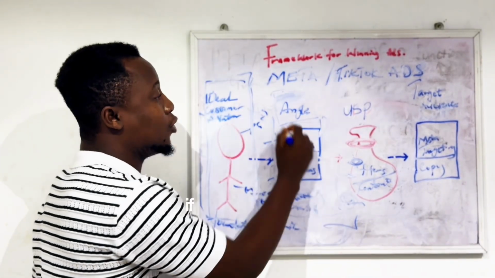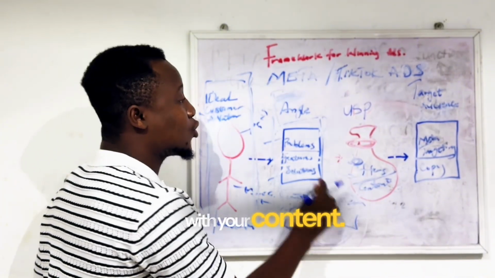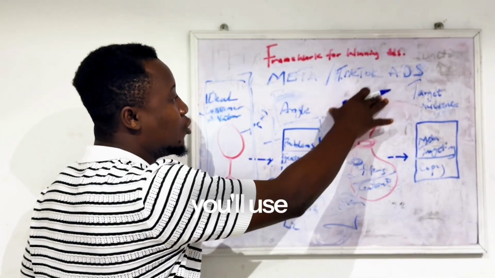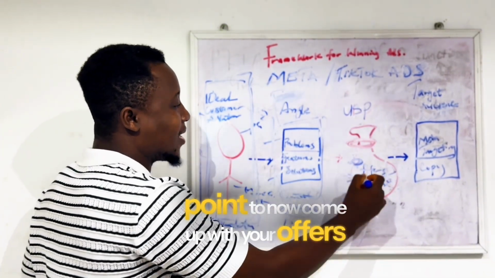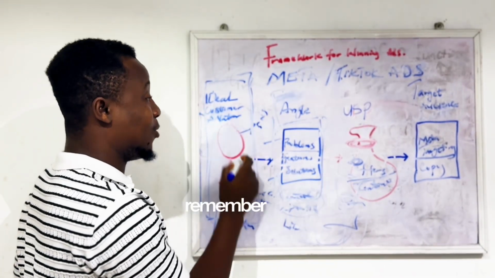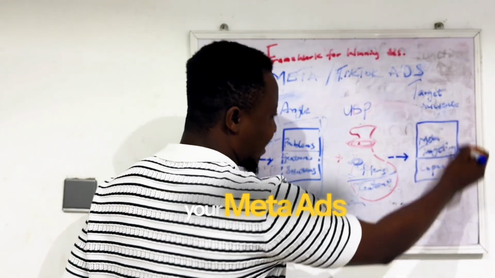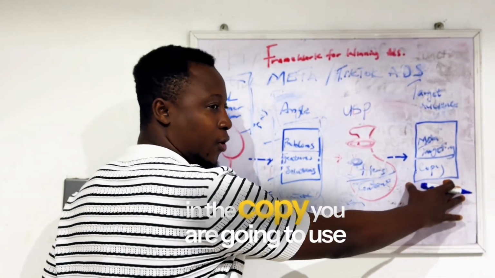So you see that if you don't understand this, you will not know the angle you come from with your offer and with your content. So understanding this, you use your unique selling point to come up with your offers and your content. Now, this particular guy we started with, he moves us to here and to here. We now determine what you put in your meta ads targeting and then the copy you are going to use for your ads creative.